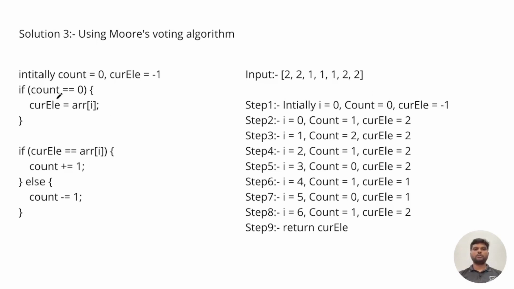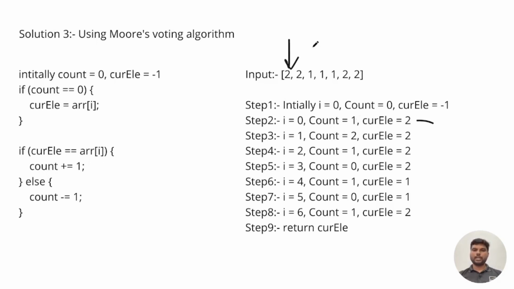Currently the count is 0, right? So we will set current element equal to array of i. Array of i is currently 2, right? So we will set current element equal to 2. Then we'll go to this if condition. We will check if current element is equal to array of i, which is true. The same thing we have set in the previous if condition, and then we will increment count by 1. So count becomes 1, current element becomes 2.